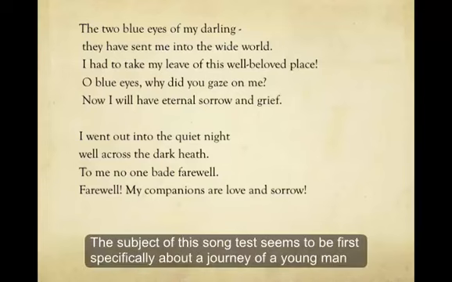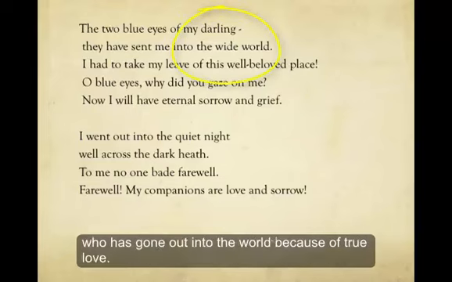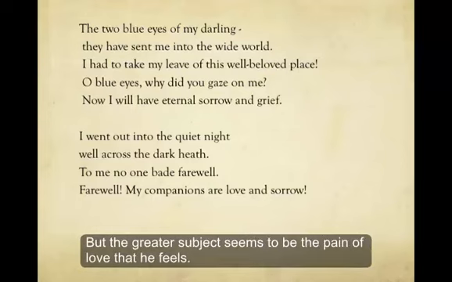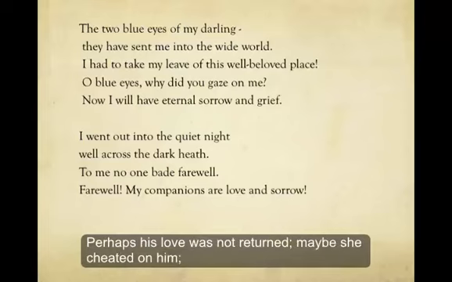The subject of this song text seems to be first specifically about a journey of a young man who's gone out into the world because of true love. It's not clear why he had to leave his beloved, but the greater subject seems to be the pain of love that he feels. Perhaps his love was not returned.